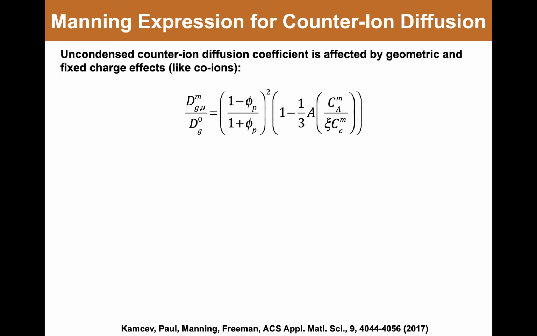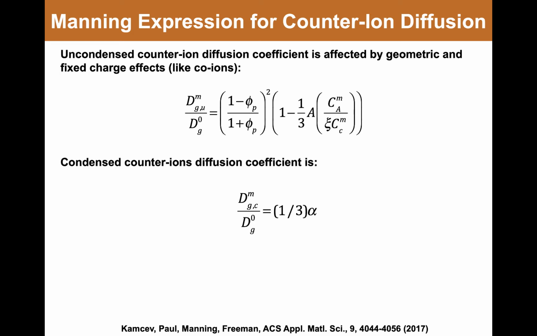Now for the condensed counterions, we know less about what their mobility should be in the vicinity of those fixed ions, and so we postulate an empirical model for that. This introduces the only adjustable parameter in this model, alpha, and it gives the diffusion coefficient of the condensed counterions in the membrane relative to their diffusion coefficient in free solution, which again you just look up in the handbook, and we set it equal arbitrarily to a term that's labeled 1/3 alpha.